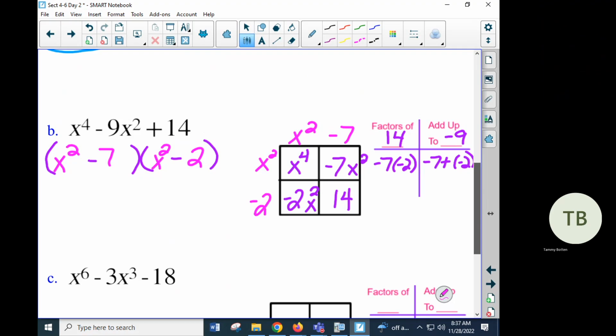When you decide, can you factor any more? You're going to think of difference of squares. 7 is not a perfect square. 2 is not a perfect square. So that means this is our answer. Okay.